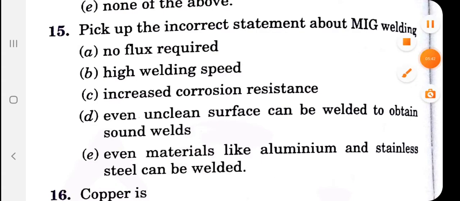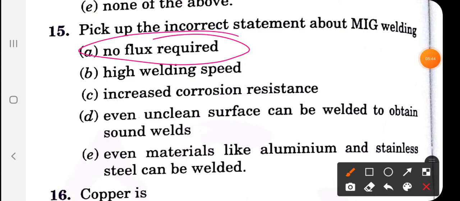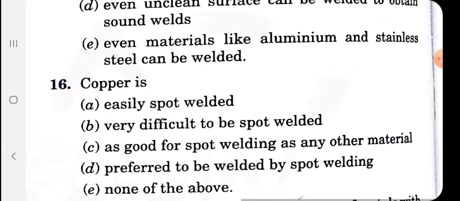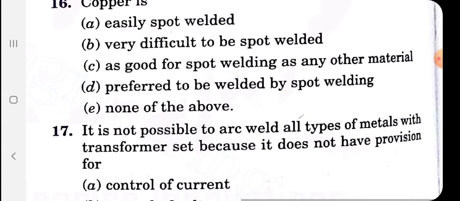So as a flux we will use flux material. Okay, because TIG and MIG are highly precision welding, so there we will use a flux to not affect the oxygen reaction.